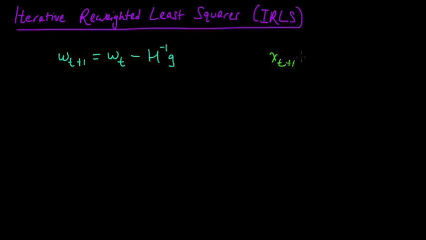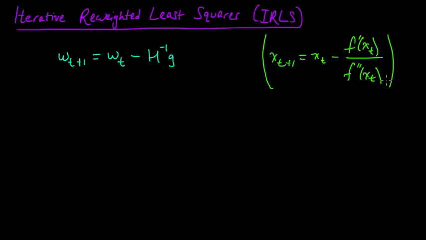Because in the one-dimensional case of Newton's method applied to the optimization problem, it's x_{t+1} equals x_t, for some generic single-dimensional quantity x, minus the derivative of the function we're trying to optimize at x_t, divided by the second derivative at x_t. This is Newton's method for optimization. We're applying Newton's method to the derivative of f. And here, this is the same thing.